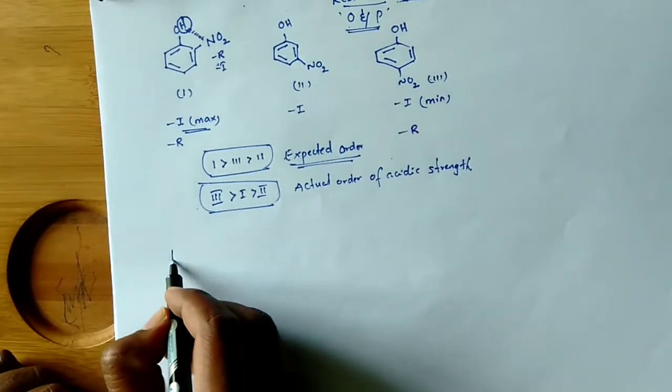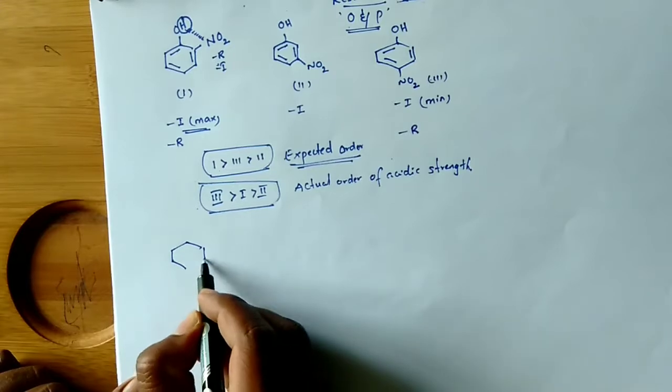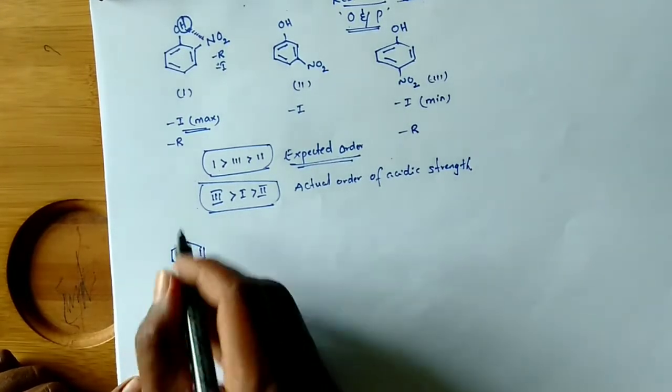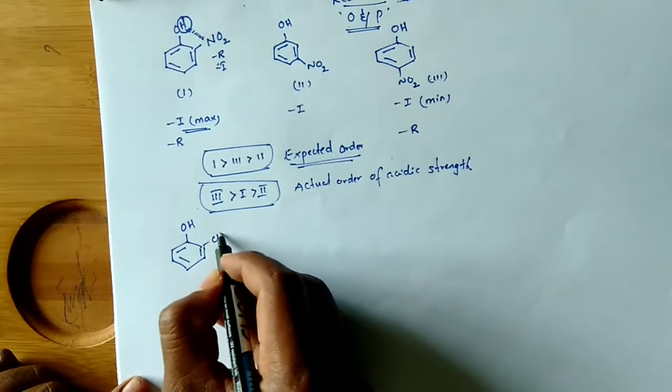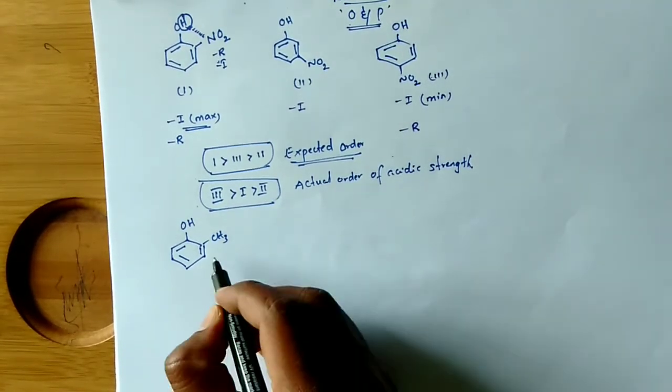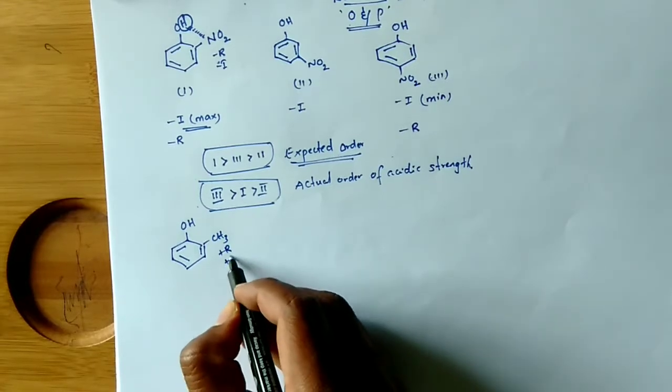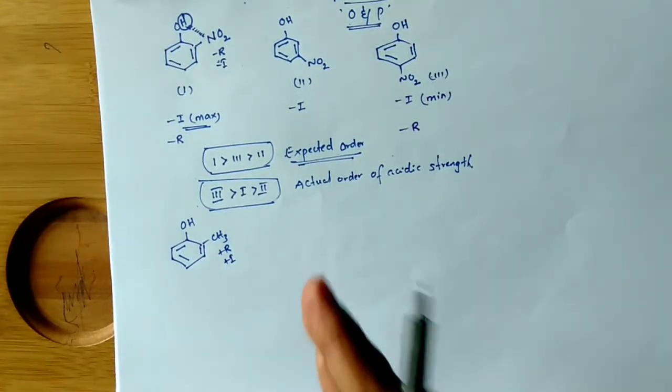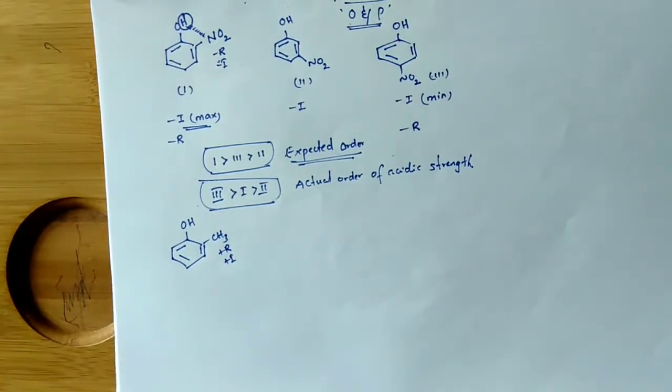Next, let us see when plus R group is present on the phenol. I am taking methyl group. Methyl group will be considered as plus H group, hyperconjugation. I will explain that hyperconjugation in the next video. And this will also be considered as plus R group and plus I group. Plus R, plus I means electron donating groups. Okay, we know that electron donating groups present on the phenol destabilize the phenoxide ion, so it shows less acidic nature.